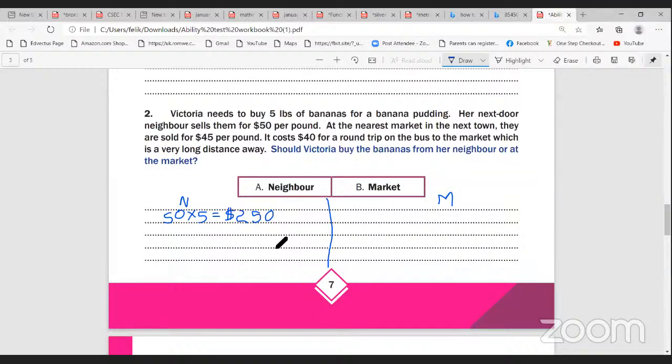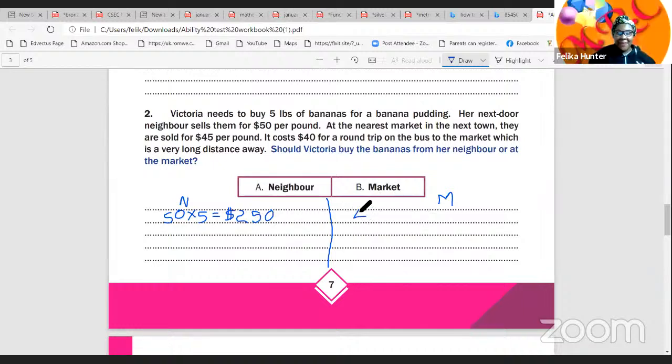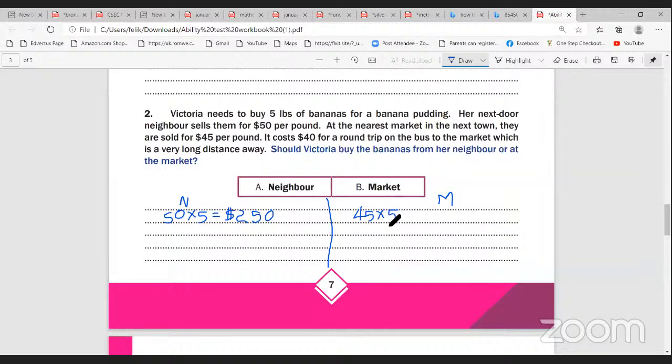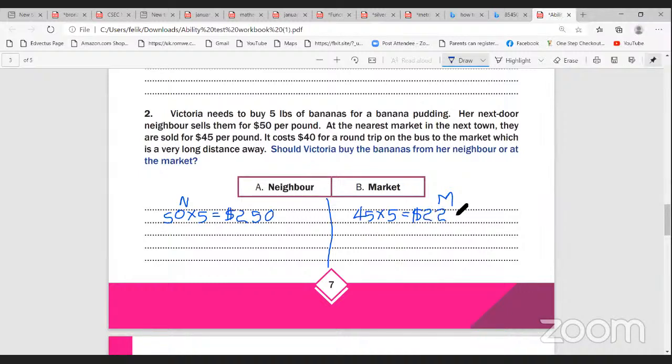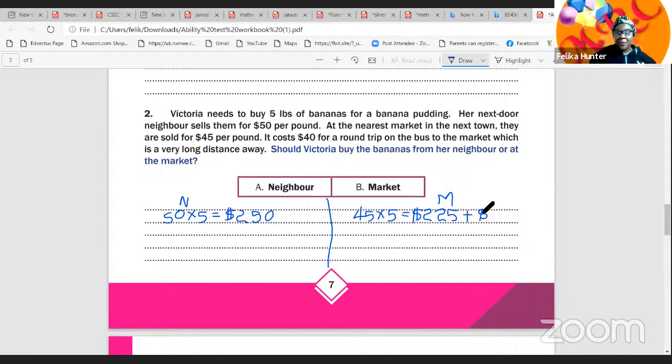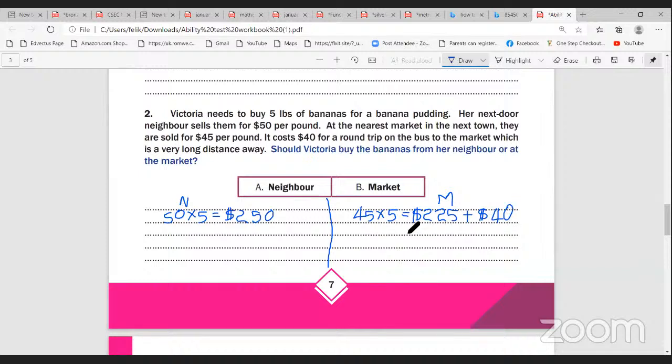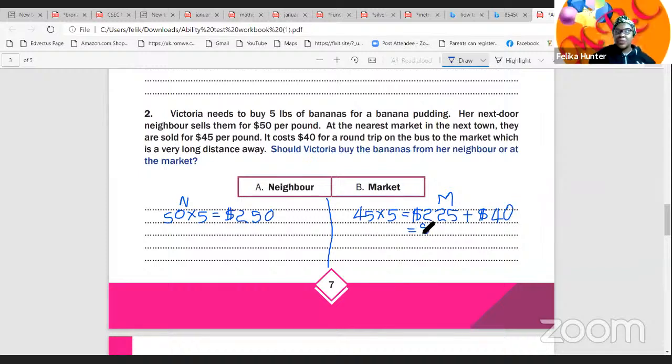And for the market, 45 multiplied by 5 equals $225, plus the additional 40 that she would have to pay for bus fare would equal $265.